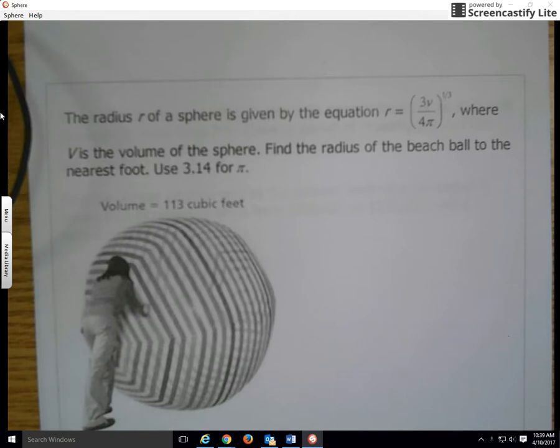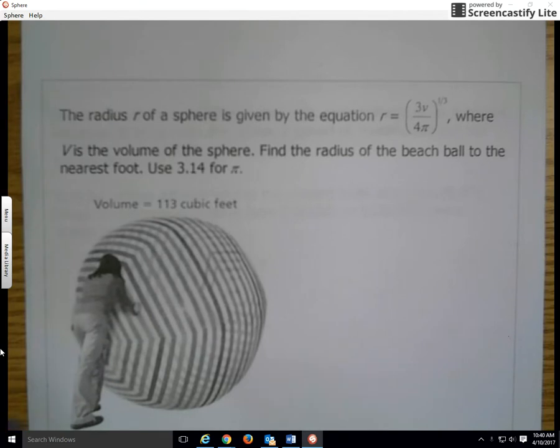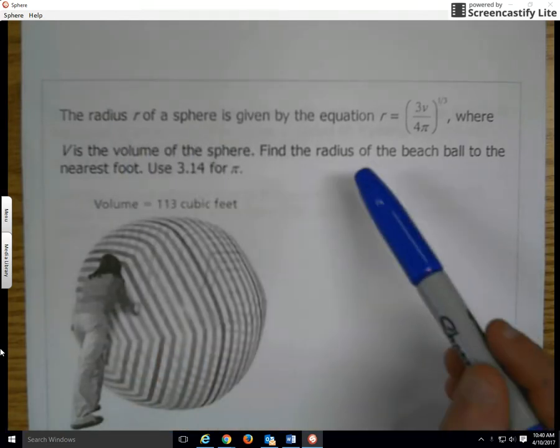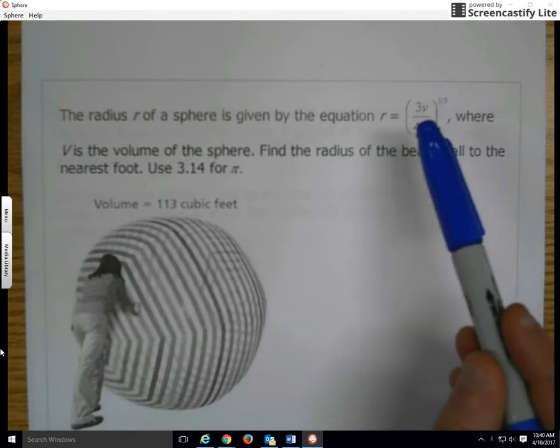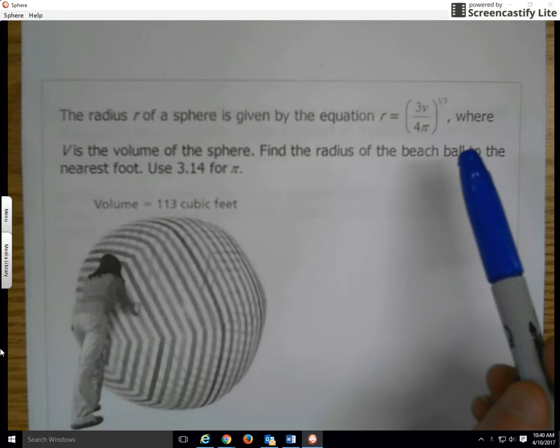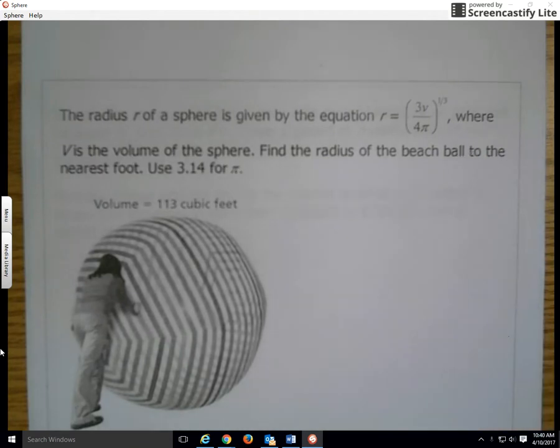Okay, so let's apply this idea of rational exponents to real-world problems. Here's one. The radius r of a sphere is given by the equation r equals the 1/3 root of 3v over 4 pi, where v is the volume of the sphere. Find the radius of the beach ball to the nearest foot.